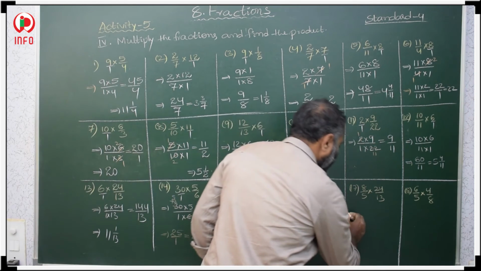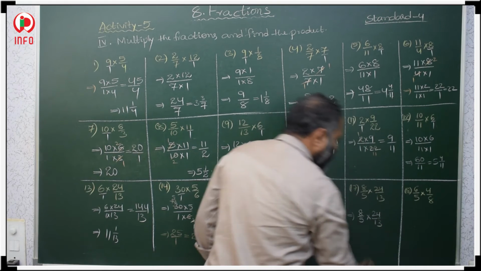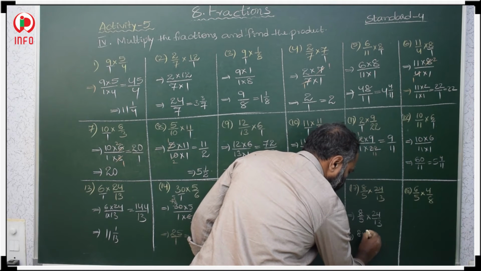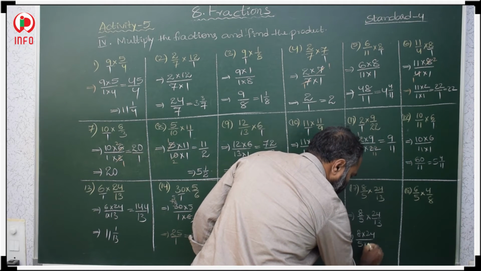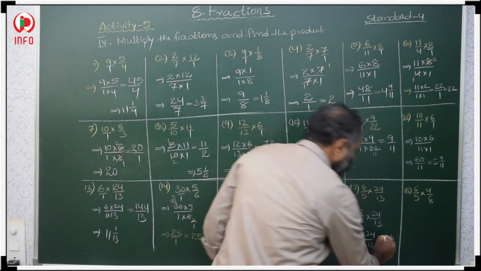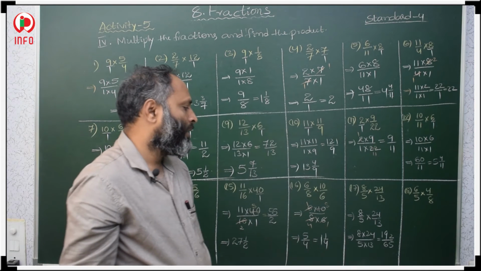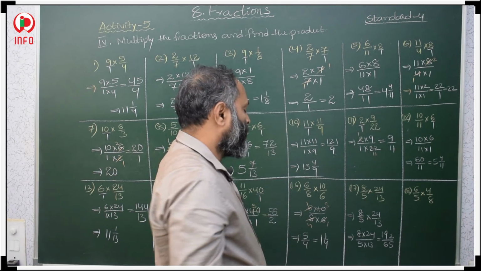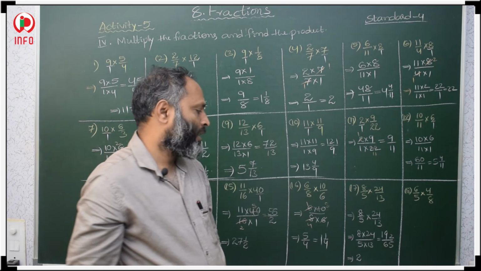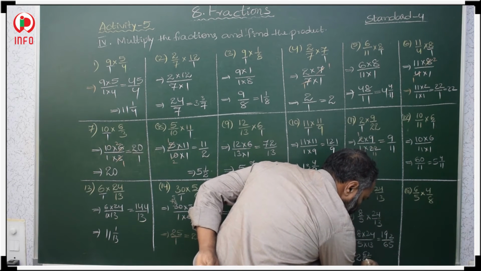Next, 8 by 5 into 24 by 13. Now we have to multiply 8 into 24, 5 into 13. 8 4s are 32, 8 2s are 16, 19, 192 by 65. Now you have to convert this into an improper fraction. 65 2s are 130, 130 and 62 left. 2 by 65.